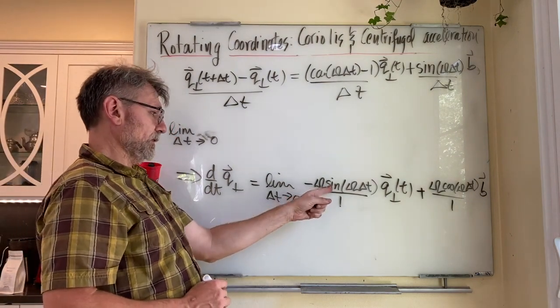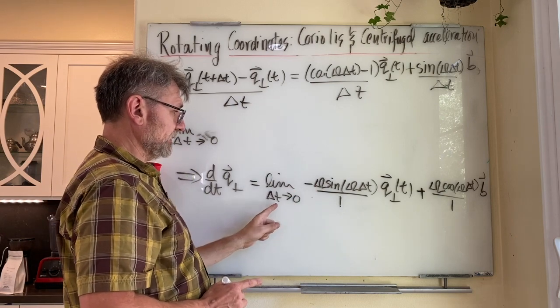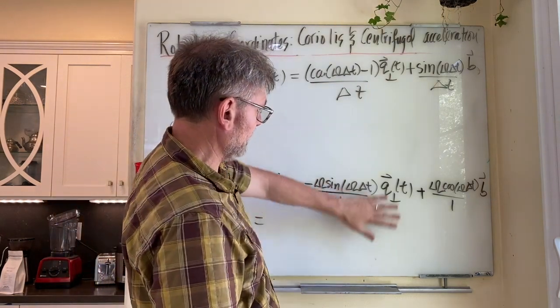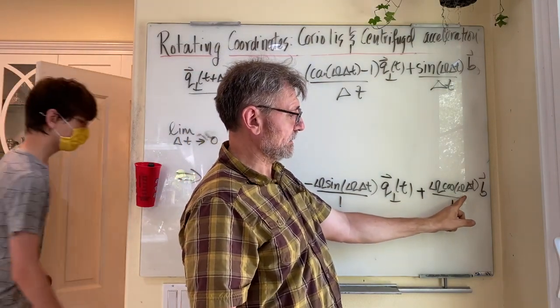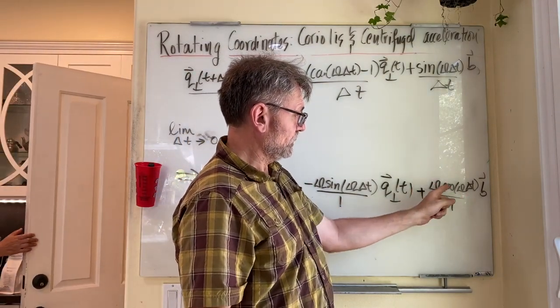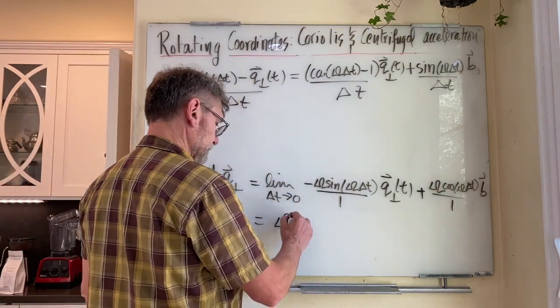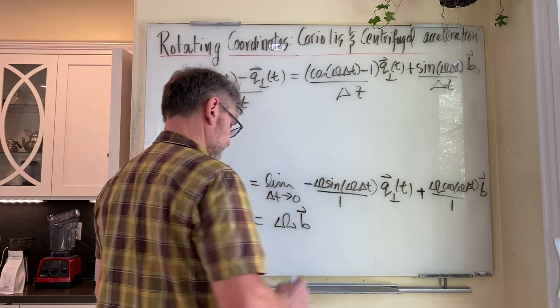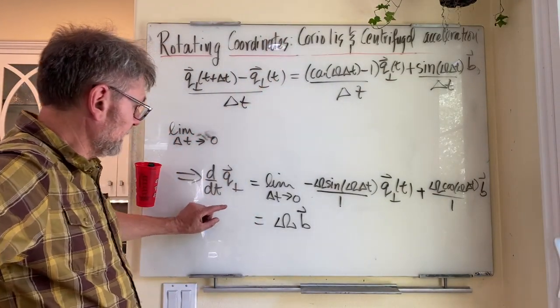So the limit of sine as delta t goes to 0 will just be 0, so the first term vanishes. The second term, the limit of cosine as delta t goes to 0 is 1. So this will be omega b, this limit. So what I get is omega times b. Okay, so the derivative is just omega b.